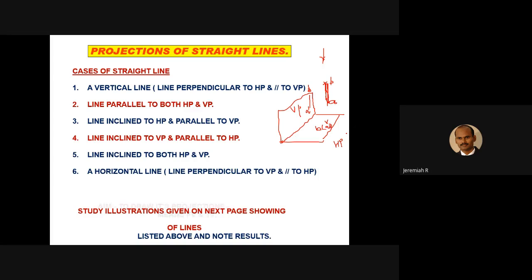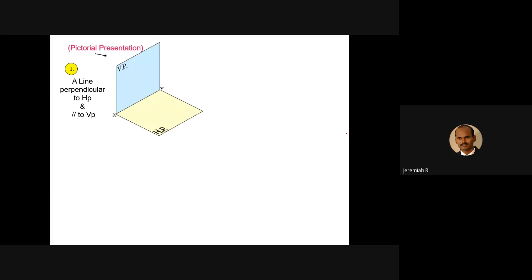First, we'll see this. The line is perpendicular to HP, but parallel to VP. When you say parallel to VP, the distance should be equal when you measure at any point. When you say perpendicular to HP, it means when you extend this line, it will touch the HP and this angle should be 90 degrees. When you say parallel to VP, the distance should be equal.